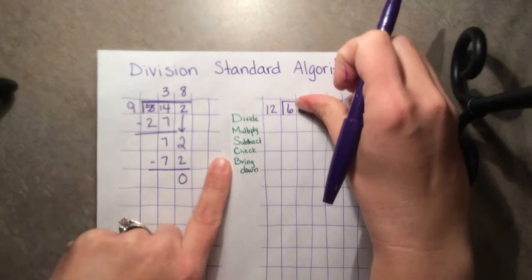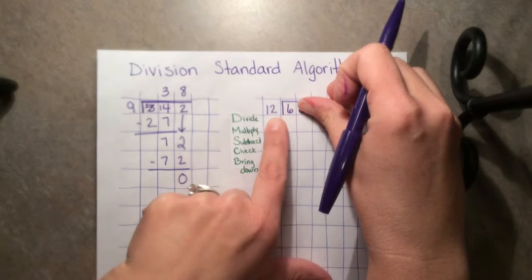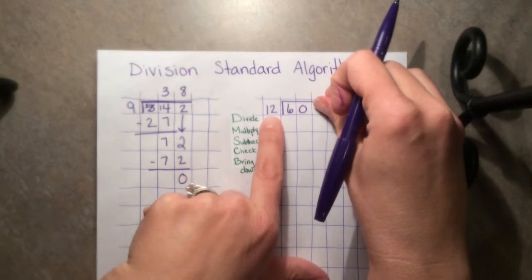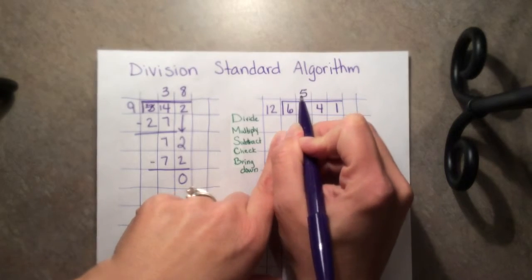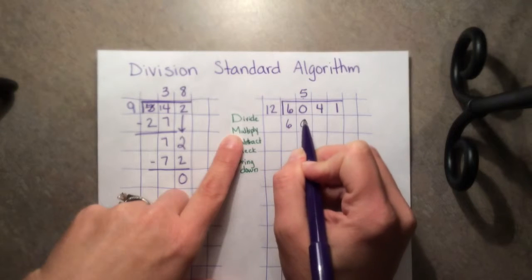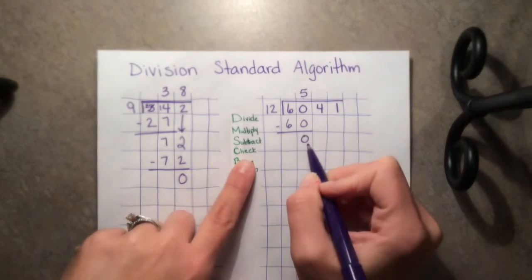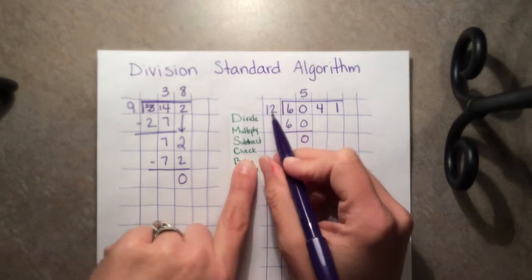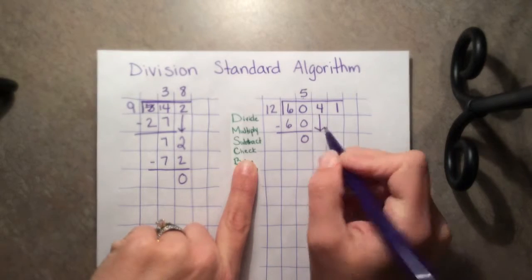So the first step is to look, can 12 go into 6? No. So I move over and say, how many groups of 12 can I make from 60? That is 5. 5 times 12 is 60. I then subtract. I then check. Is 0 smaller than 12? Yes. So I bring down 1 digit.